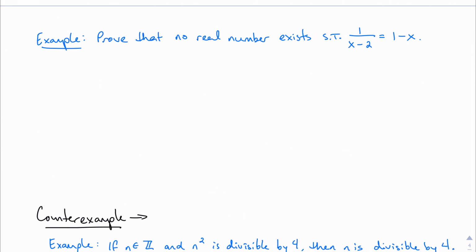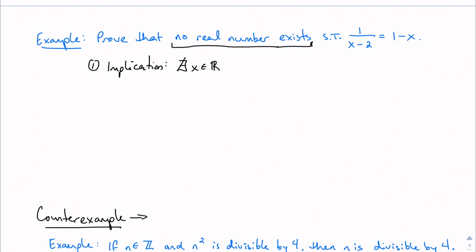So we're going to prove that no real number exists. Well, it's a lot of work to try every single real number. Actually, it's impossible because there are infinitely many of these. So what's going on here? The implication in this problem is that there does not exist a real number.